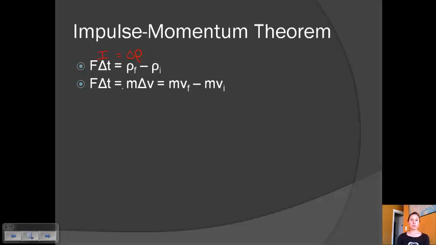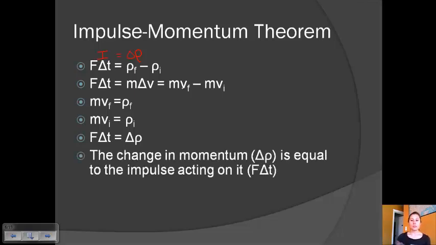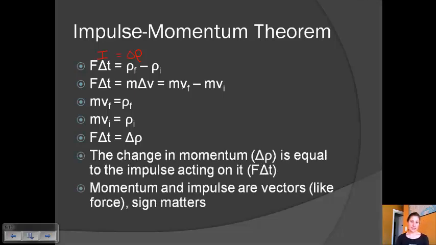Well, when we have an object, we're usually not changing its mass. And so usually the only part that's going to be changing is the velocity. We can break this down into mv final minus mv initial. Well, mv final is momentum final, and mv initial is momentum initial. And so we get that impulse, which is force times change in time, is equal to the change in momentum. So change in momentum is equal to the impulse acting on it.